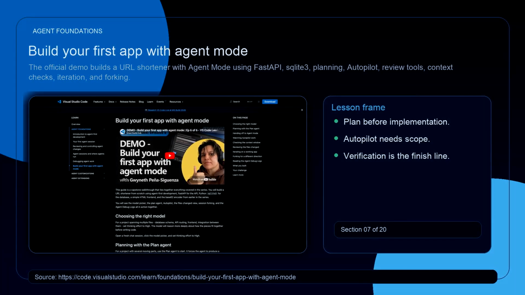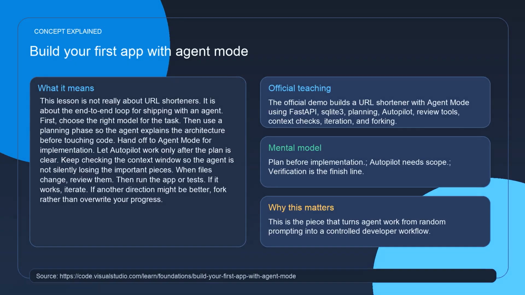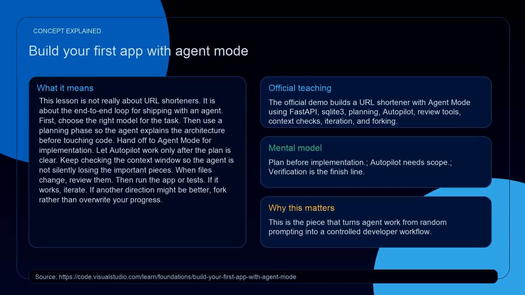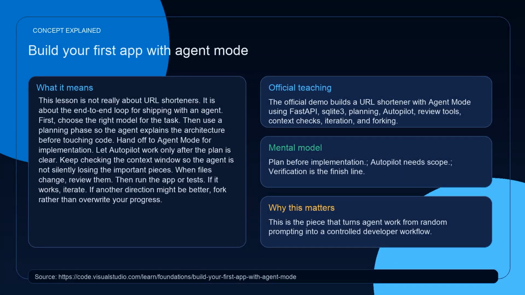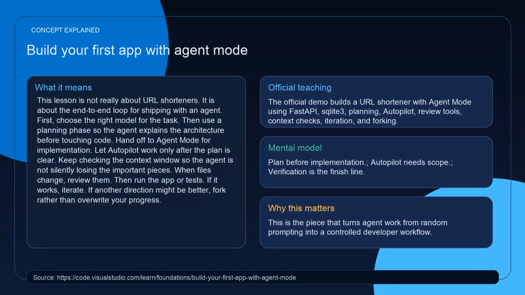This lesson is not really about URL shorteners. It is about the end-to-end loop for shipping with an agent. First, choose the right model for the task. Then use a planning phase so the agent explains the architecture before touching code. Hand off to agent mode for implementation.